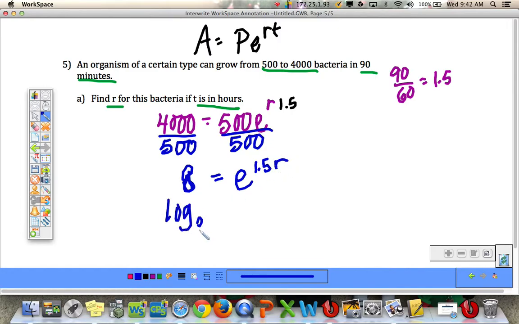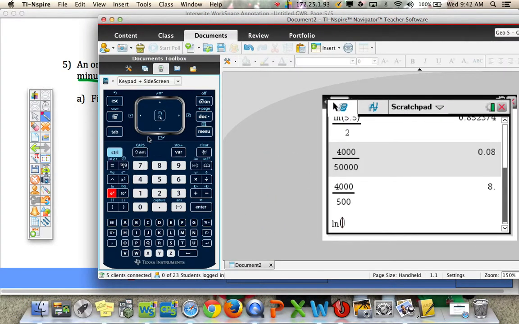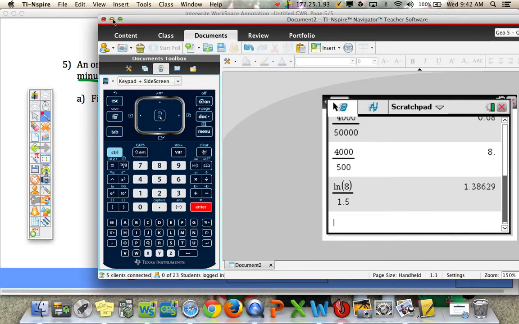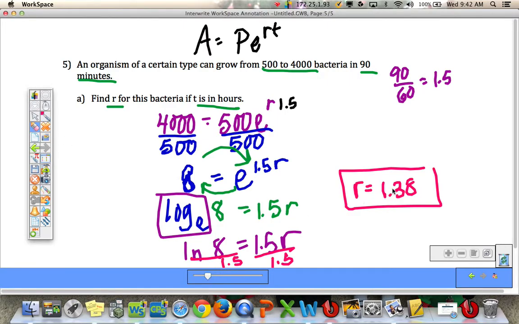Let's use a log. Log base e of 8 equals 1.5r. Whenever you see log base e, change that to ln. Divide each side by 1.5. And then you can type it in your calculator. So in our calculator, we have ln of 8 divided by 1.5, and we get about 1.38. So this is our rate. 138% is what it's telling us. Actually, if you round, it's 1.39. Okay, so it's growing at 139%.